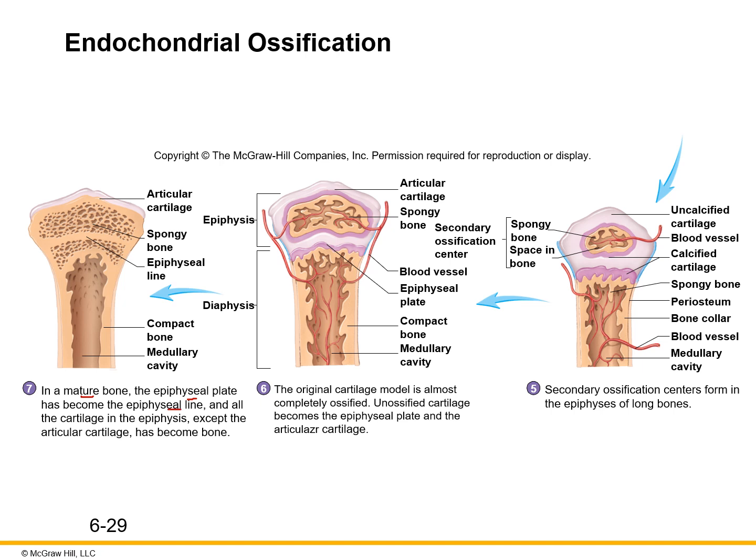Continuing on here, in the mature bone, the epiphyseal plate has become the line as it becomes calcified or ossified, except at the articular cartilage. The original cartilage model is almost completely ossified, so that hyaline cartilage stops after production of the bone and then becomes calcified. The unossified cartilage becomes the epiphyseal plate and that articular cartilage. And then finally, secondary ossification centers form in the epiphysis of the long bone.